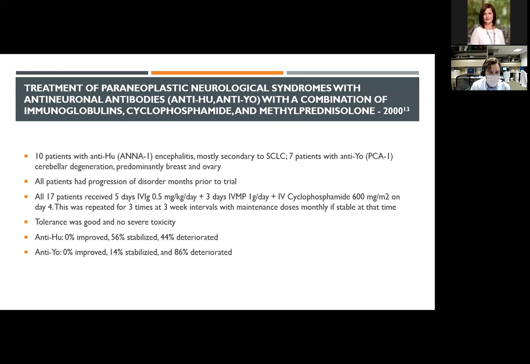The problem with this study is all of these patients had the disorder for a long time and had pretty significant neurologic deficit by the time the study started. They gave them IVIG, high-dose steroids, and cyclophosphamide. Nobody got better. A few people stabilized, and then a lot more people got worse. It was a small study, it was only 17 people.